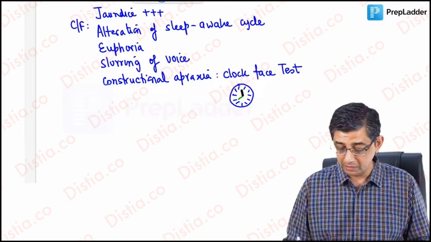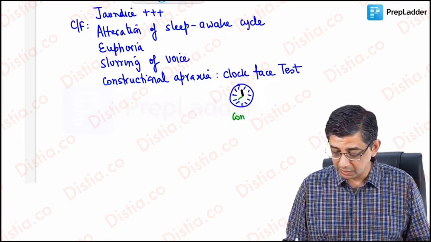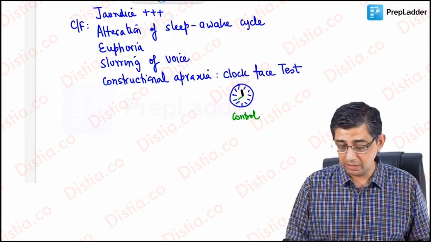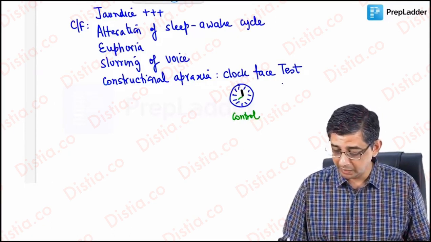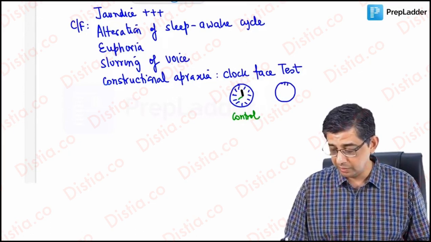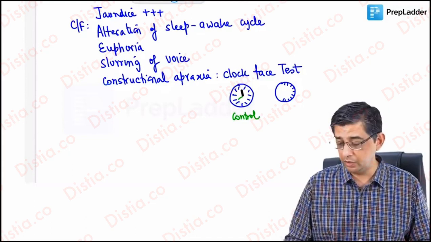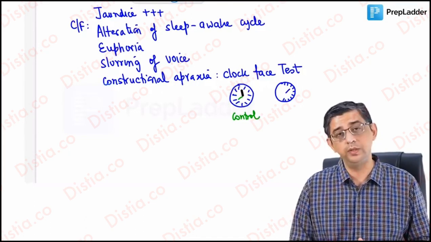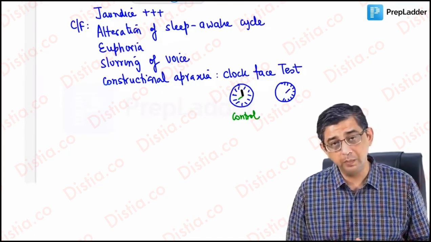Now, a normal person, this is obviously the control. This is what I have drawn. In a patient of constructional apraxia, you will notice that he might actually draw the clock like this. But then all the numbers from 1 to 12 might be jumbled on one side only. And he may not draw the needle, or he might draw only one needle. He's not getting the orientation of the numbers.